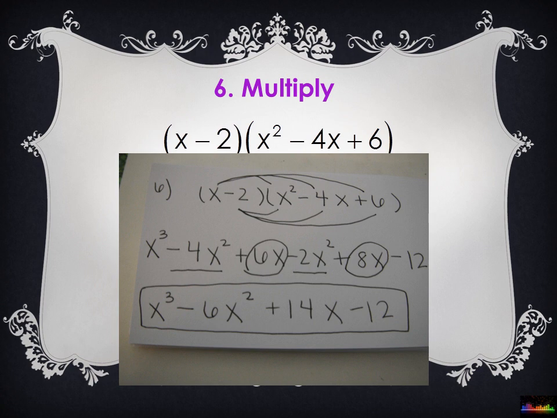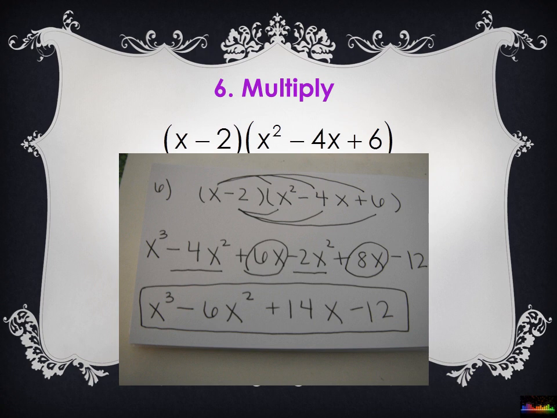We can now clean this up and simplify our expression by combining like terms. You must combine the terms that have the same base. All of these have the same base, but they may not have the same exponent. An x cubed term cannot be added or subtracted with an x squared term.